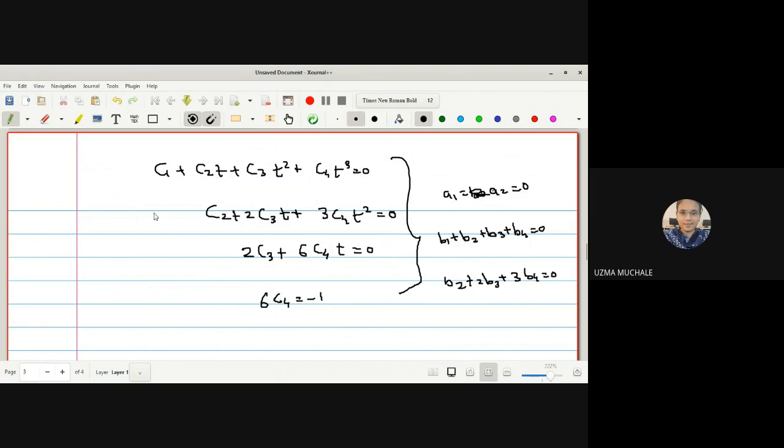So totally now we have these equations. Try to solve. First you have to solve this equation, 4 equations in 4 unknowns, that is C1, C2, C3, C4. Here you can get the value of C4 directly as minus 1 upon 6. Substituting the value of C4 here, you get the value of C3.